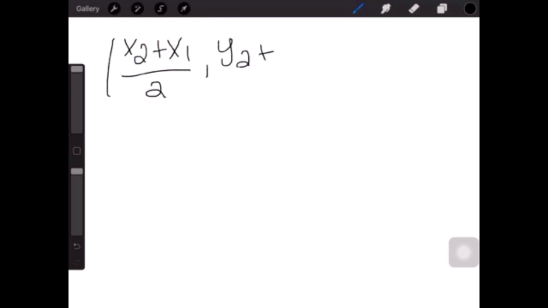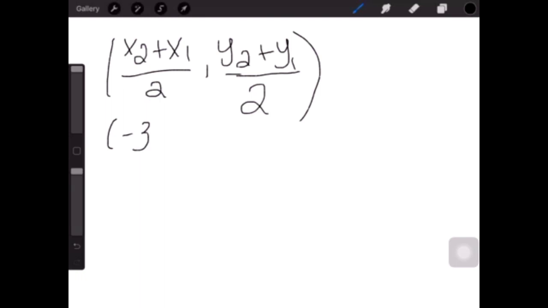Hey there, I'll be the one teaching you how to solve for the midpoint using the Cartesian plane. First, the formula is (x sub 2 plus x sub 1) over 2 and (y sub 2 plus y sub 1) over 2. Now that I've written down our formula, it's time to solve for the midpoint.